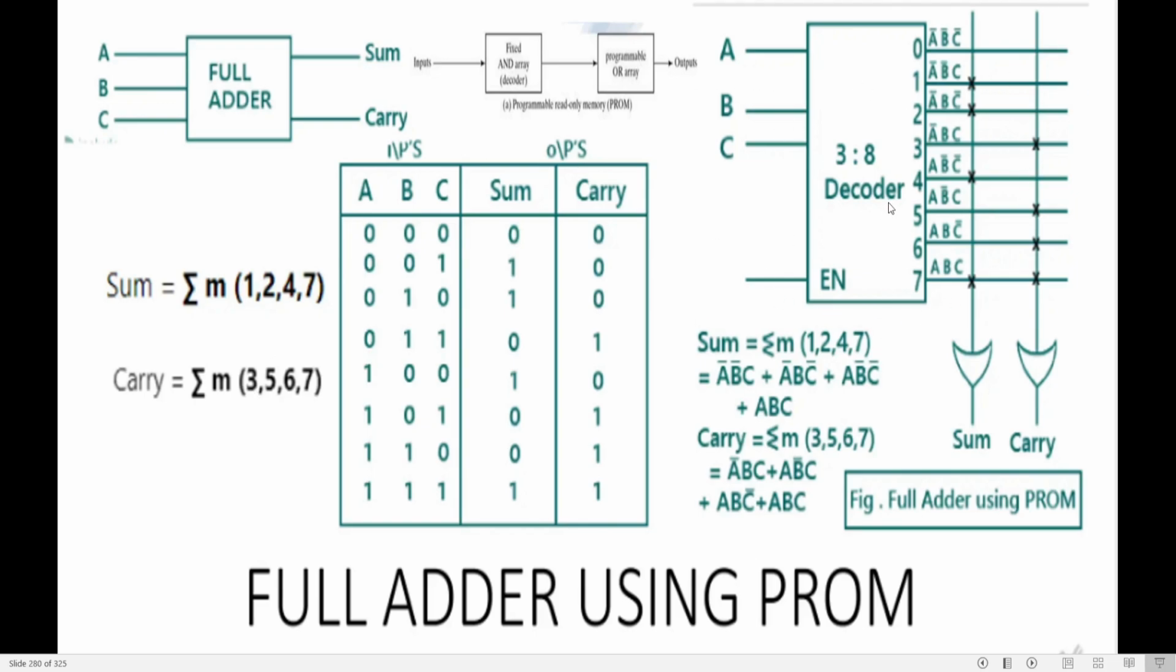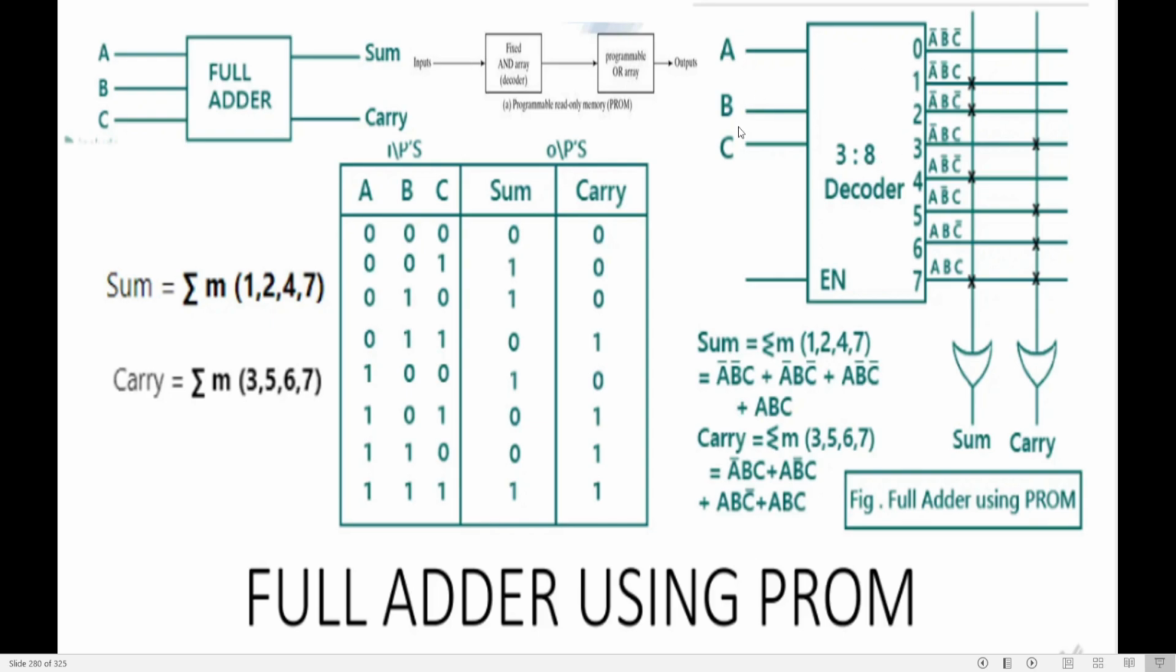So you know PROM has fixed AND and programmable OR. So fixed AND is obtained with help of decoder. If I have 3 inputs, I use 3 input decoder. If I have 2 inputs, I use 2 input decoder. Since I have 3 inputs, I am using 3 input decoder. So n inputs, 2 to the power n outputs. 3 inputs, 2 to the power of 3 is 8 outputs.